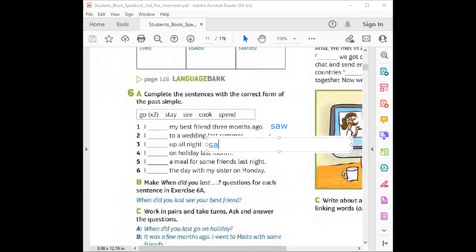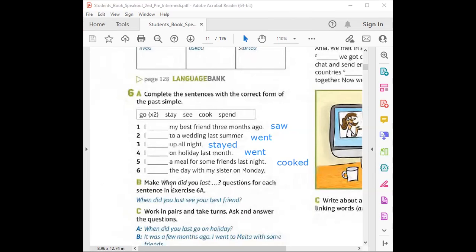I stayed up all night. Thank you. Now it's time for Leila. I am Sarah. So now, Leila, it's your turn. I went on holiday last month. Went. I went, thank you. Another one for you as well. I cooked a meal for some friends last night. Cooked. I cooked, thank you.